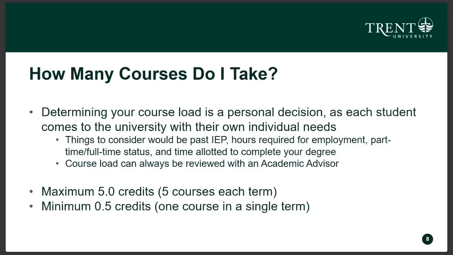But not everyone has to do a full course load. If you had past individualized educational programs, or maybe you need to work part-time in order to subsidize your finances, well, if that's the case, then maybe full-time isn't going to be appropriate for you. Sometimes students take 3 courses per term, 4 courses per term, or 5 courses per term. Course load can always be discussed with an academic advisor, as we always want to make sure that your degree is the one that's right for you.